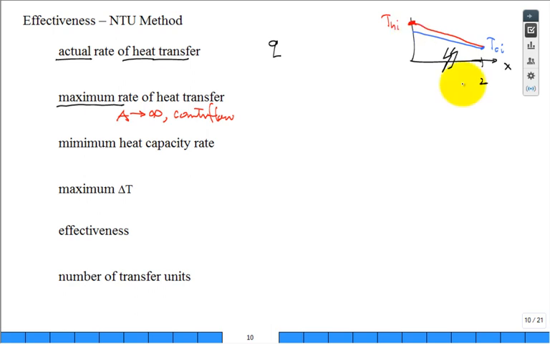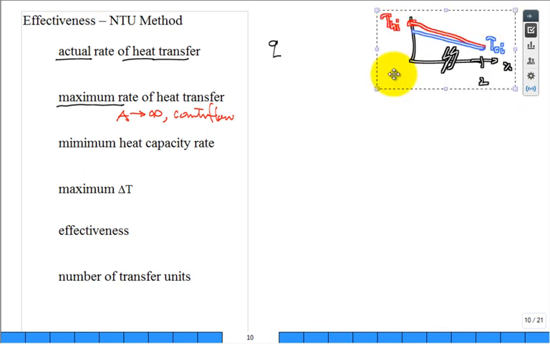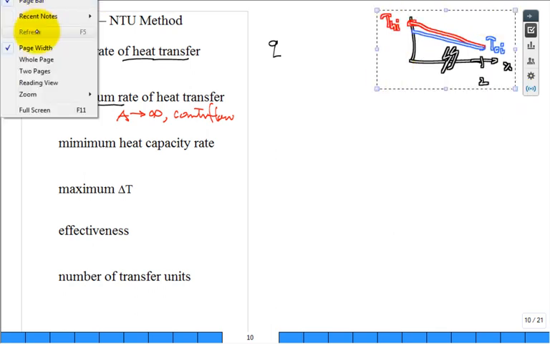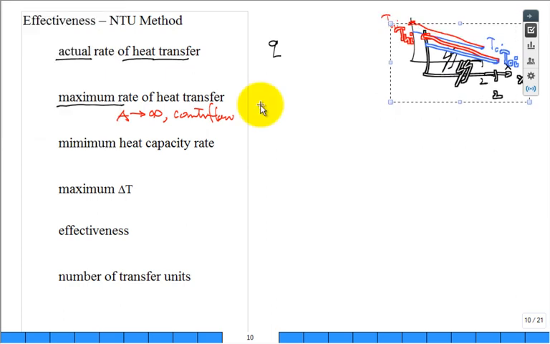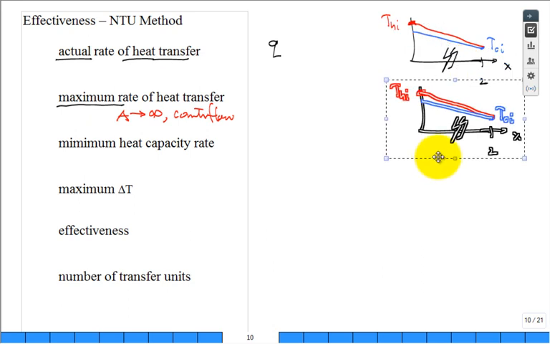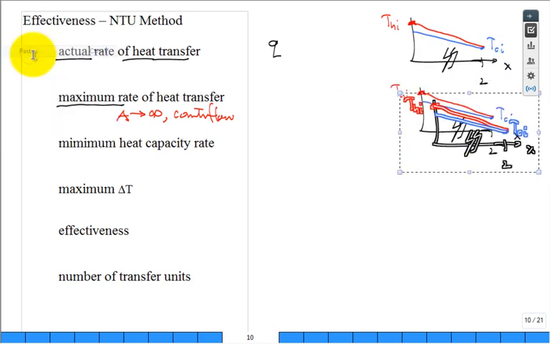or I hate to try and repeat this. Let me try and repeat it. Edit, copy, come on, copy, paste, paste.